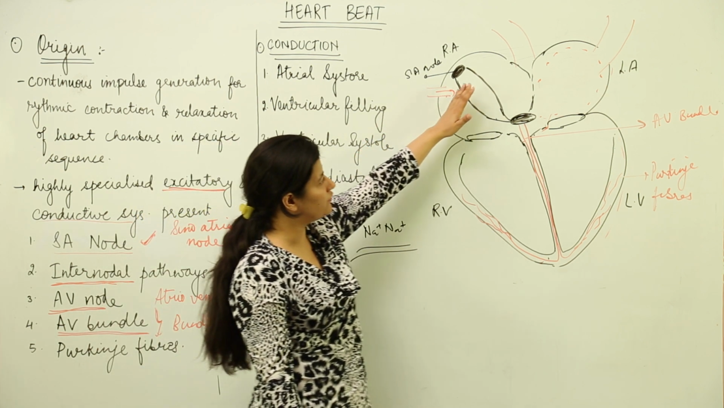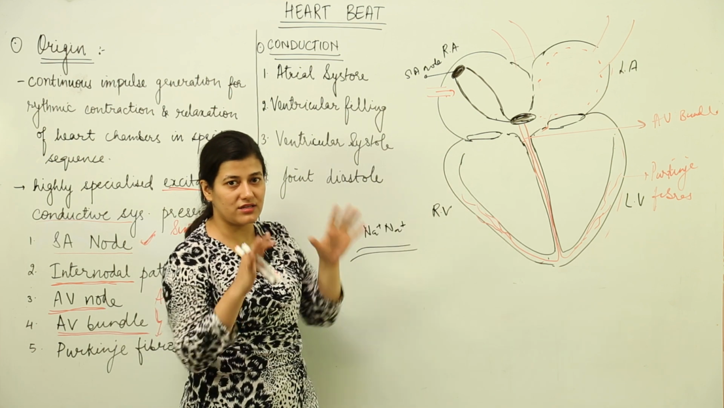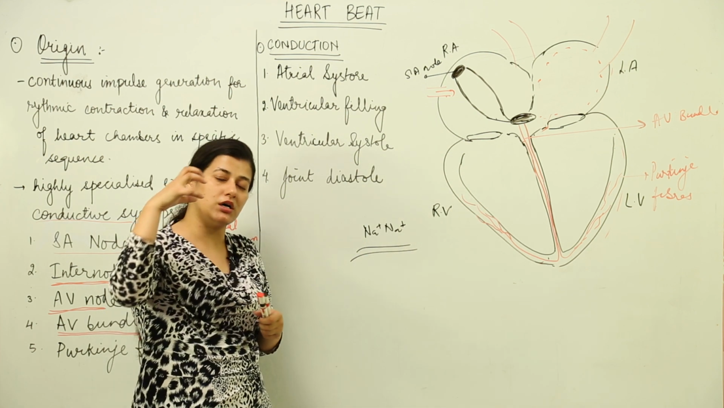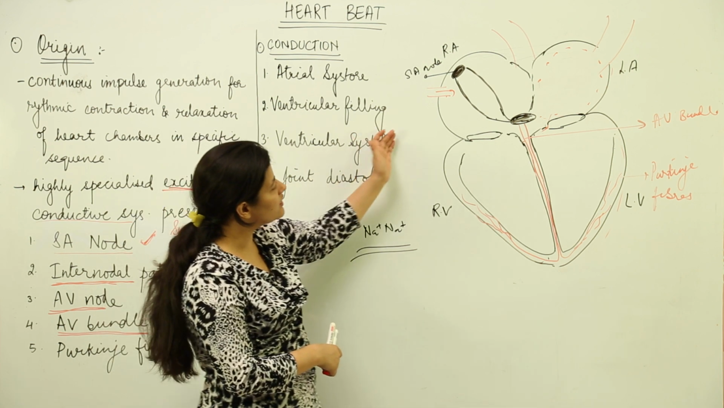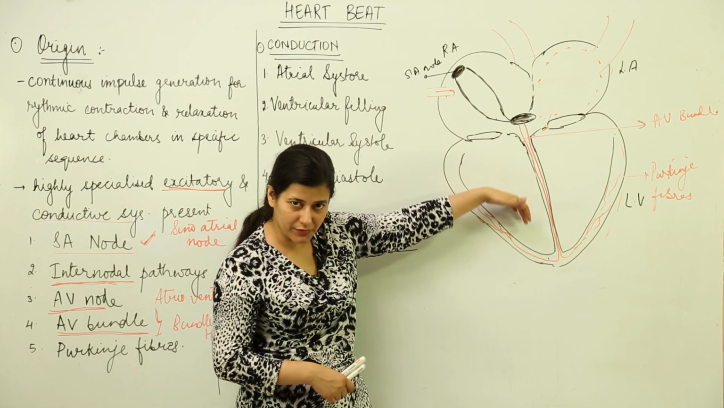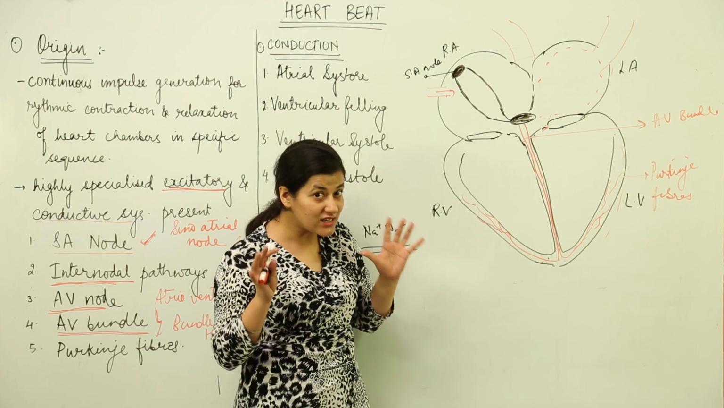First of all, it started from the SA node. The heart is in the stage of rest. Both atria and ventricles are in the stage of rest. The blood is filling inside the atria because of its pressure, and it is falling into the ventricles as well because the valves are open. As much as 70% of the filling takes place in this way, that is passive filling.